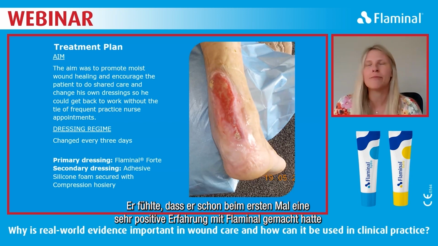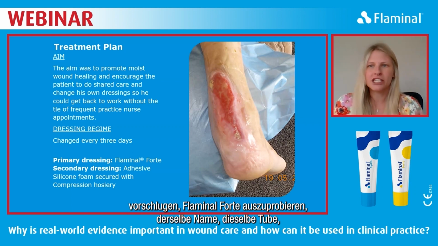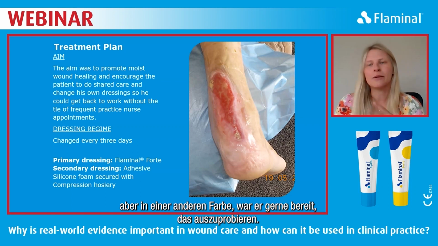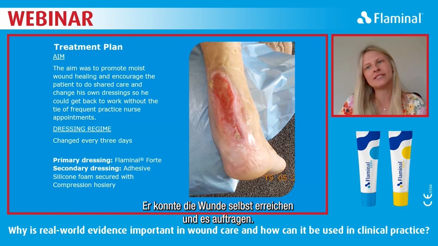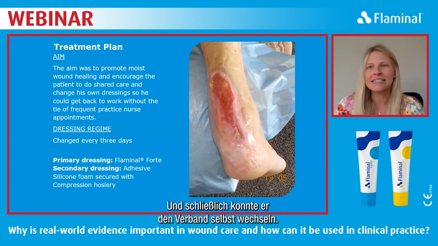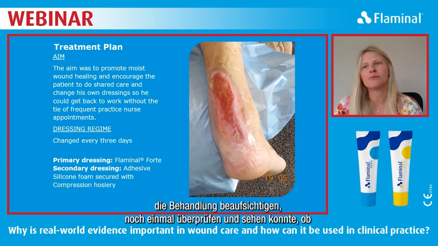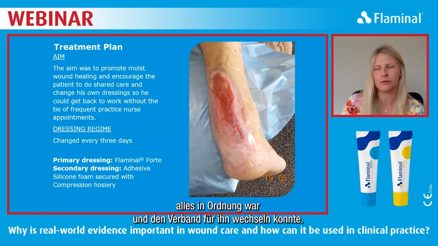He felt like he had a really positive experience with Flaminol from the first time, with its rapid removal of the necrotic tissue. And when we suggested trying Flaminol Forte, the same name, the same tube, but a different color, he was really happy to get on board with that. And he was able to reach the wound himself and apply that. We got him Dopplered, fitted up and measured for compression hosiery. And we got to a situation where he was able to change the dressing himself. And he was only going in to see the treatment room nurse once a week so that she could have oversight, double check he was doing fine and redress that for him.